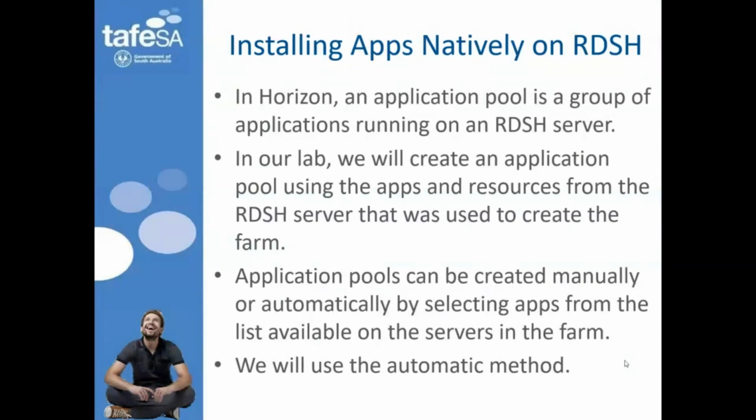In Horizon, an application pool is a group of applications running on the RDSH server. In our lab, we will create an application pool using the apps and resources from the RDSH server that was used to create the server farm. Application pools can be created manually or automatically by selecting the apps from a list of the available apps on the server. So once we install it, it'll become part of the list.